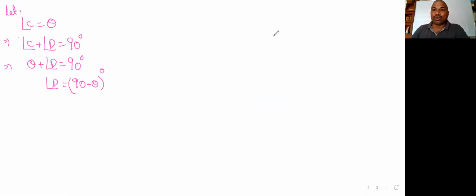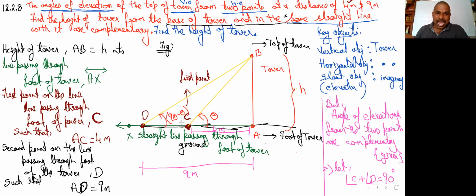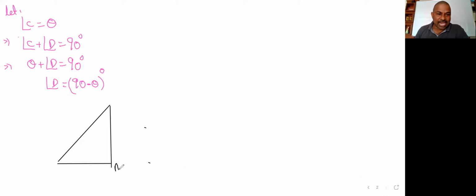Now, let us consider the two triangles. I will take the smaller triangle first. I like to take the smaller triangle first. If you check what labeling he has given: A, B, and C, and the angle is theta. This is A, this is B, and this is C, the angle of elevation is theta, the height is h, and here he is talking about 4 meters.